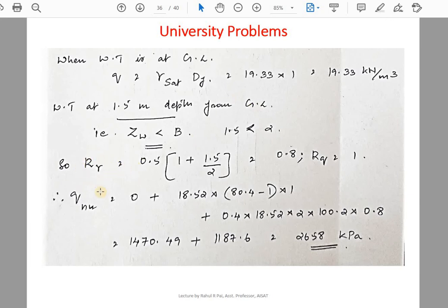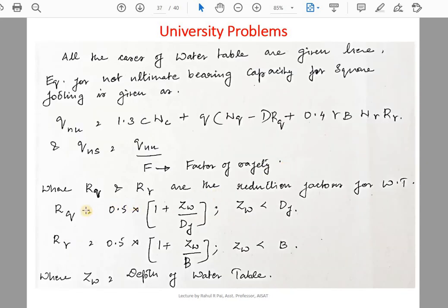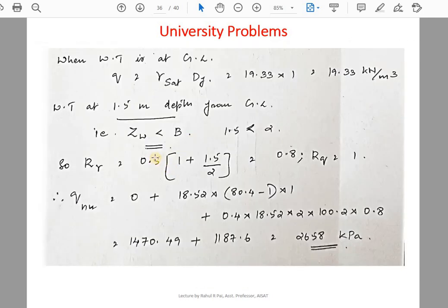So here the only effect is on the R gamma. You modify R gamma using this equation. So already this is the equation for RQ. It is 0.5 into 1 plus ZW by DF when the water table is less than DF, and when the water table is below the footing, that is, inside the depth equal to the width of the footing, then R gamma is 0.5 into 1 plus ZW by B. So here you substitute the depth of water table 1.5 and the width of the footing.